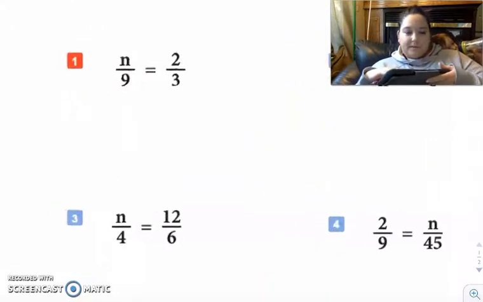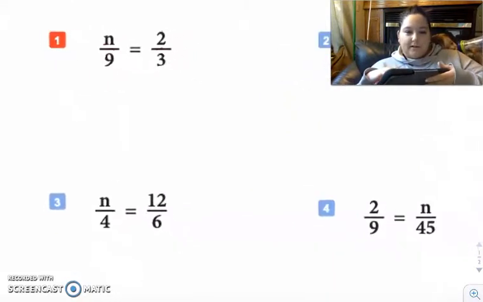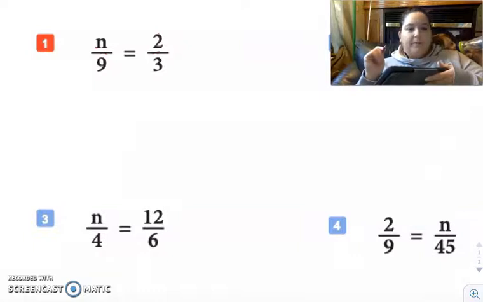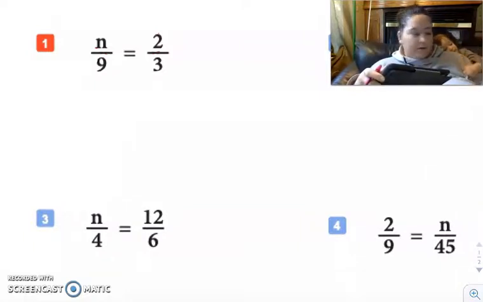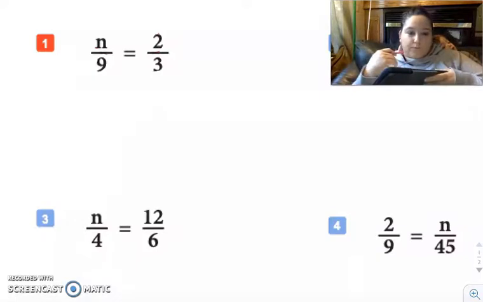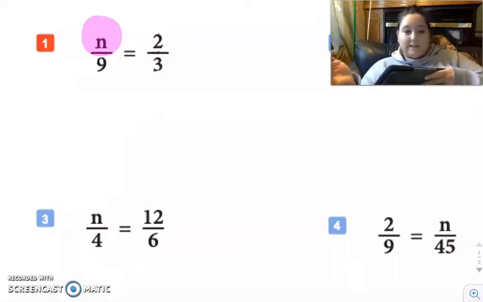Alright, so let's start with this problem right here. Now, n over 9 equals 2/3. So we have to figure out the missing number. Okay? You have to figure out, well, what's missing right here? 2/3 is equal to that fraction n over 9. We just have to figure out what's missing on top. So how many ninths is equal to 2/3?